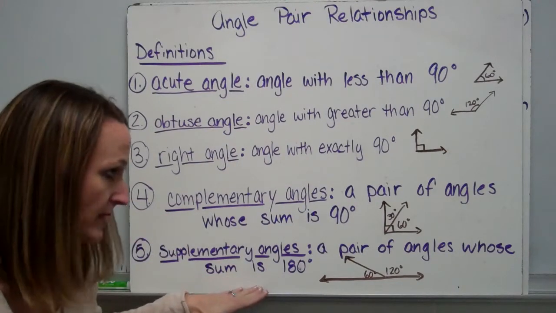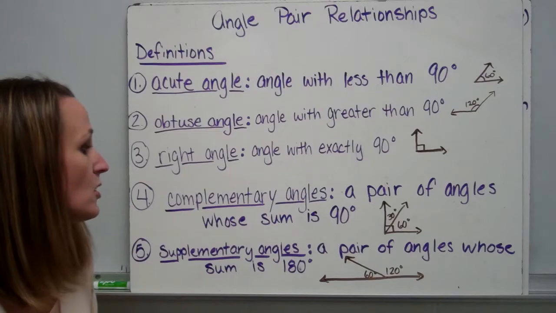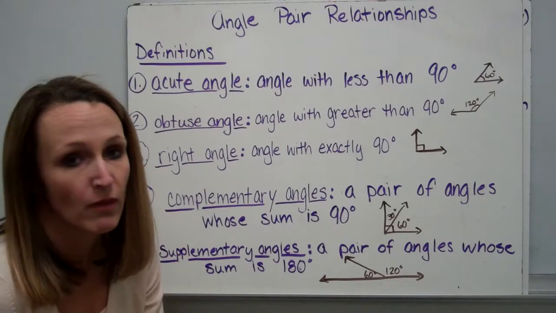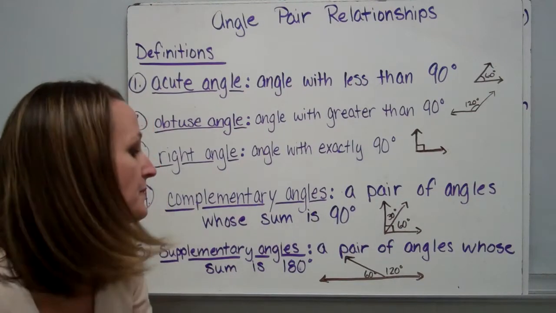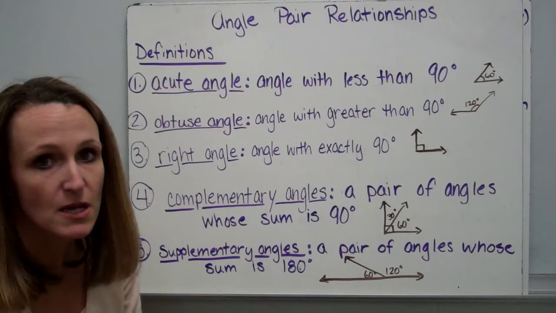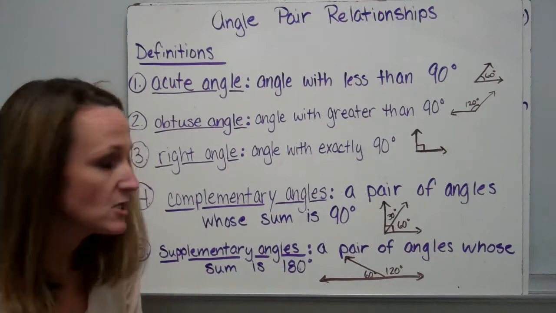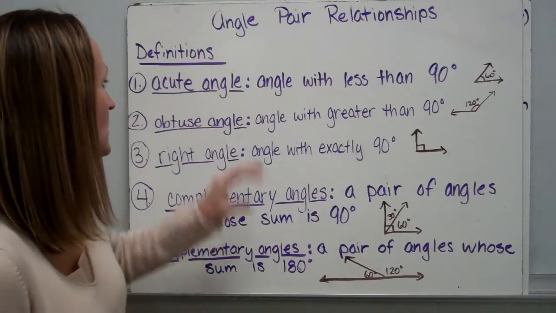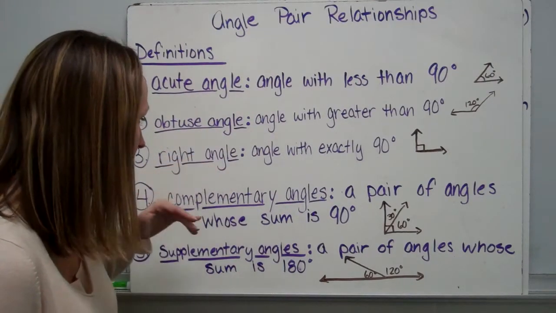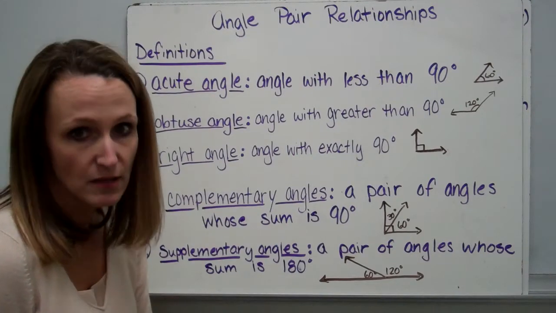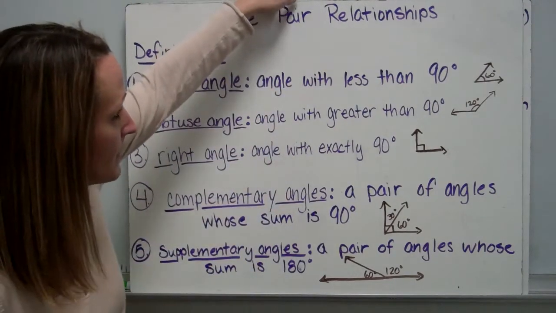Next, supplementary angles. A pair of angles whose sum is 180. So 60 and 120 works. Any way that they add to equal 180 are supplementary angles. They don't have to be beside each other, but a lot of times they will be. So acute angles, obtuse angles, right angles, complementary angles, supplementary angles are terms that you're going to hear a lot.